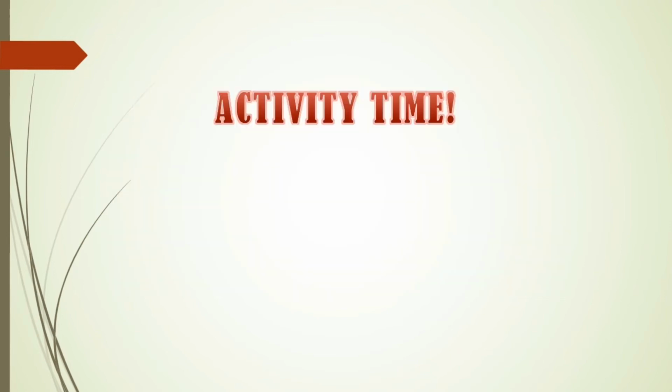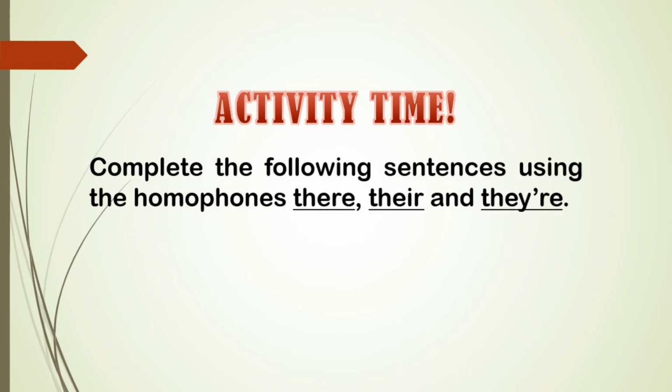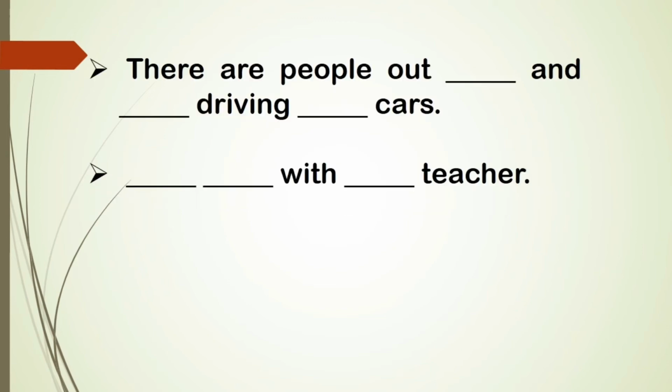For our activity, in order for us to know whether you have understood our lesson for today, you're going to complete the following sentences using the homophones there, their, and they're. So you're going to use those three homophones in just one sentence. So these are the sentences. I'll give you 10 seconds to answer. Then after 10 seconds, we're going to have the answers.